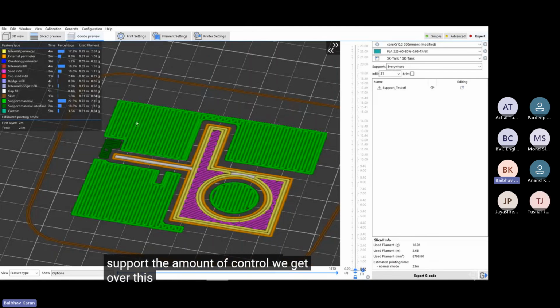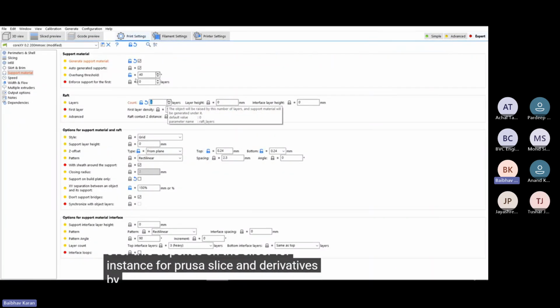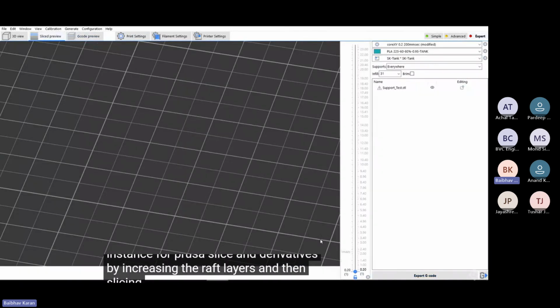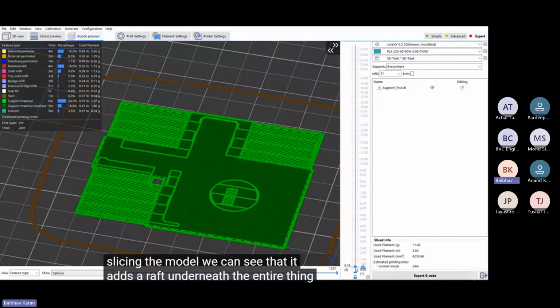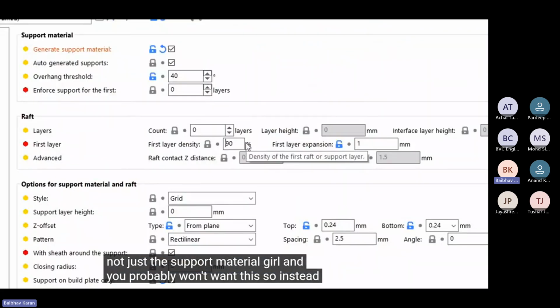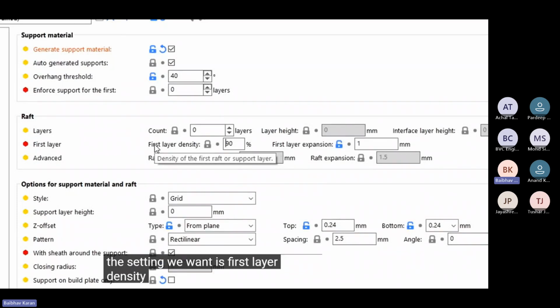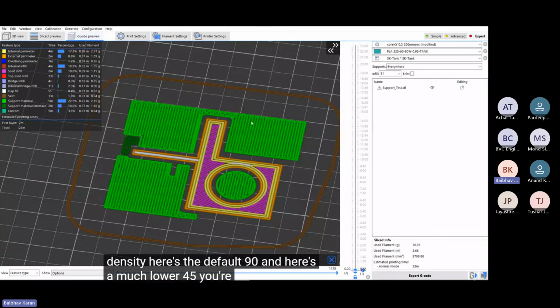The amount of control we get over this depends on the slicer. For instance, for Prusa Slicer and derivatives, by increasing the raft layers and then slicing the model, we can see that it adds a raft underneath the entire thing, not just the support material, and you probably won't want this. So instead, the setting we want is first layer density. Here's the default 90%, and here's a much lower 45. You're probably going to want to keep this quite dense just to give it additional grip to the bed.